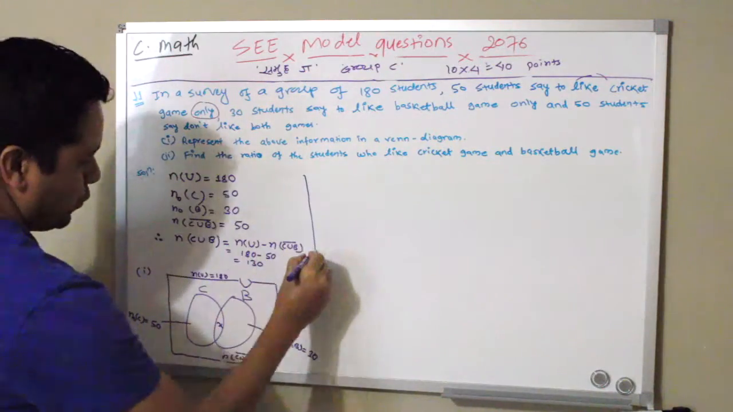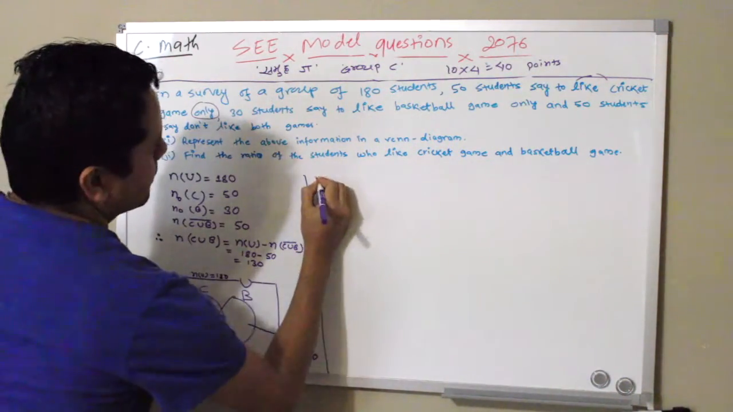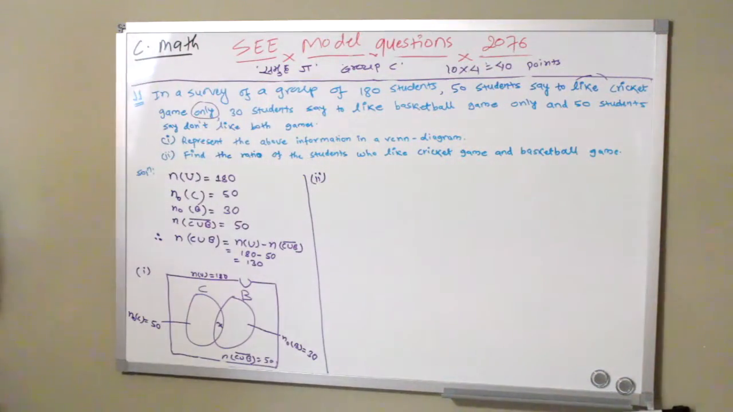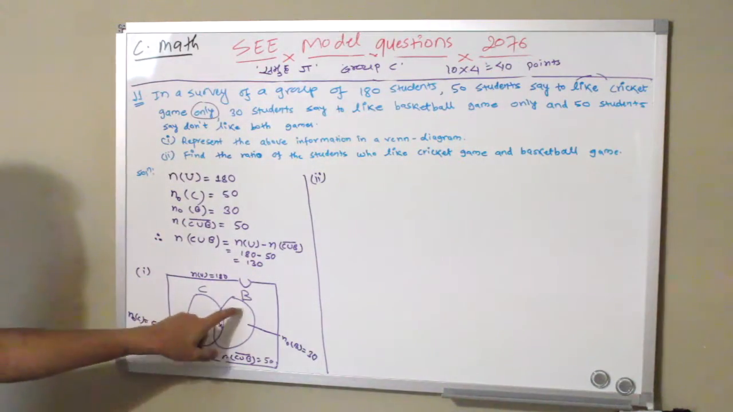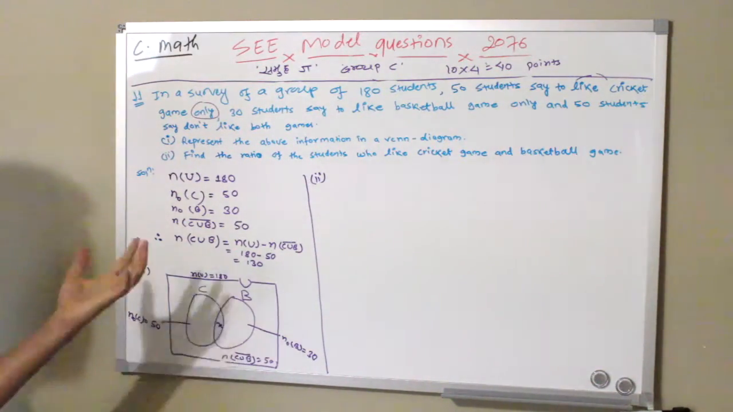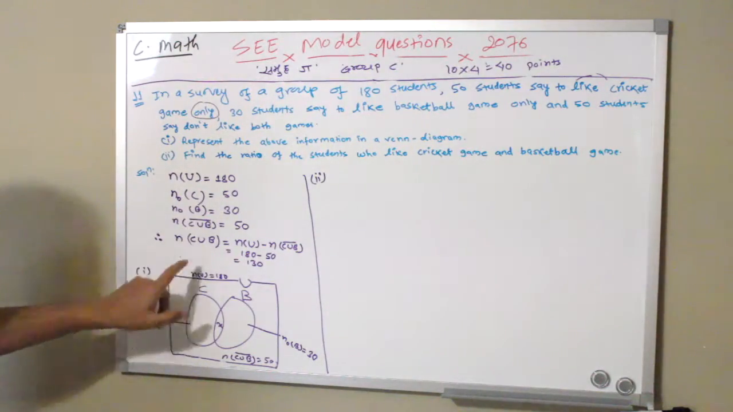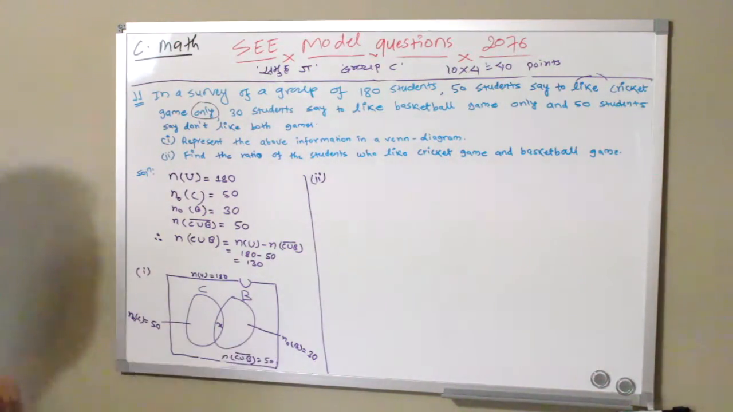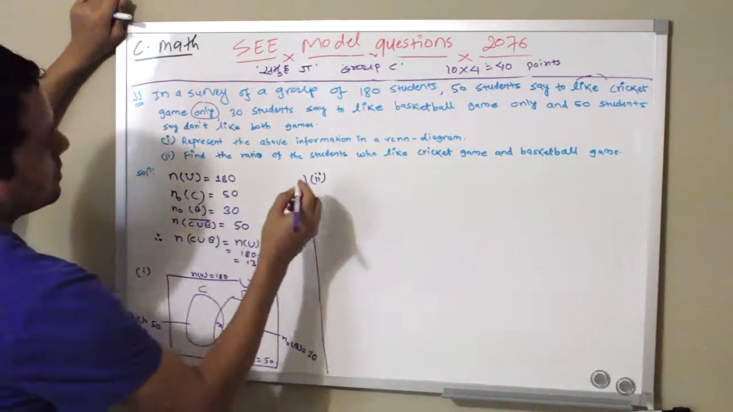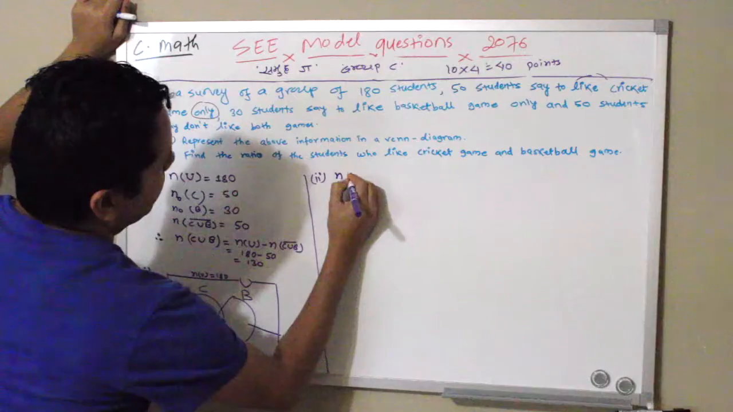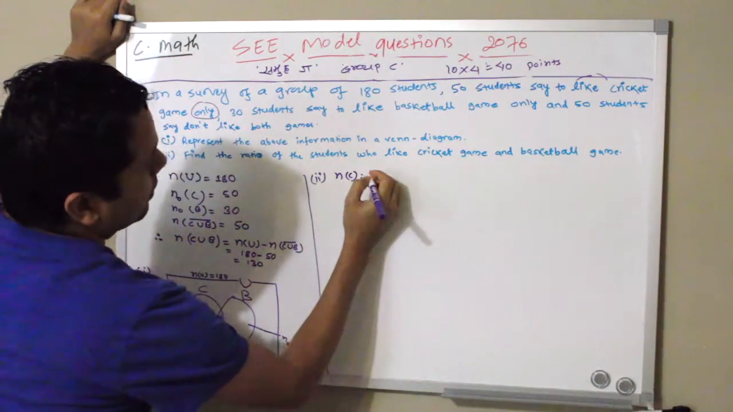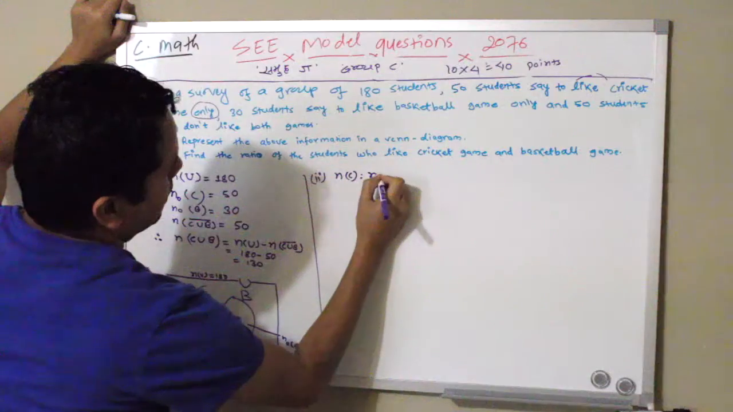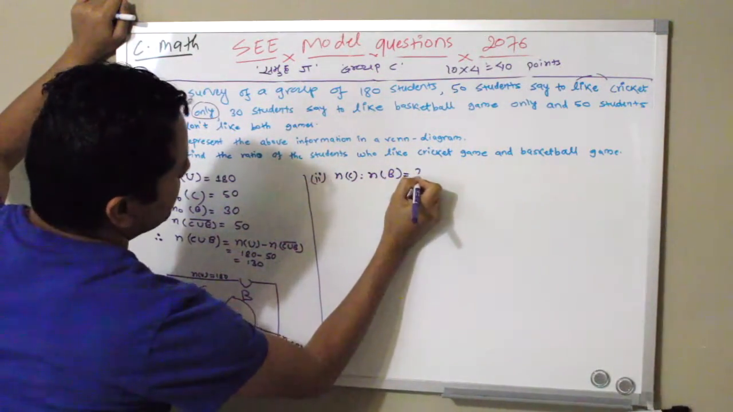This is the first part. You just have to put that into the Venn diagram. I have a C, I have a B, and the intersection part I don't know, I'm just assuming X. So only C is 50, only B is 30, and none of them is outside, which is 50. That's all I need to show in the Venn diagram. Now the second question is asking for the ratio between the number of students who like cricket to the number who like basketball.